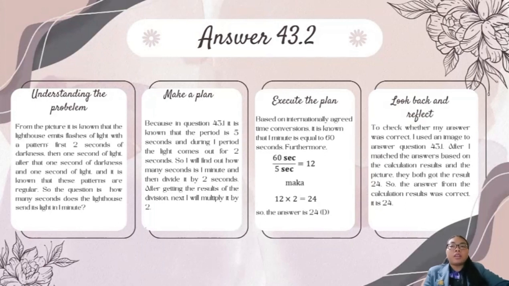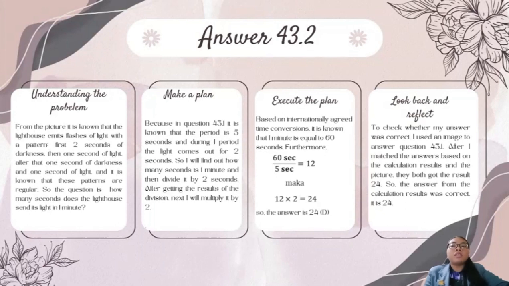Based on the internationally agreed time conversion, it is known that 1 minute is equal to 60 seconds. Furthermore, 60 seconds divided by 5 seconds is equal to 12. And then 12 times 2 is equal to 24. So the answer is 24, or D. And we look back and reflect.